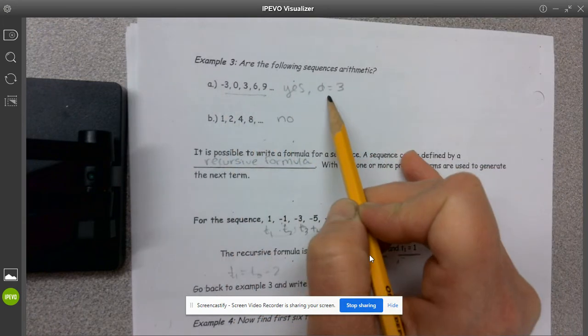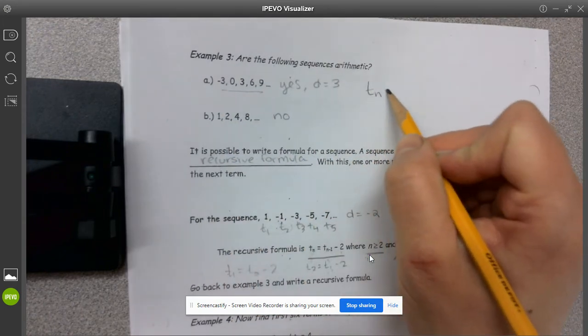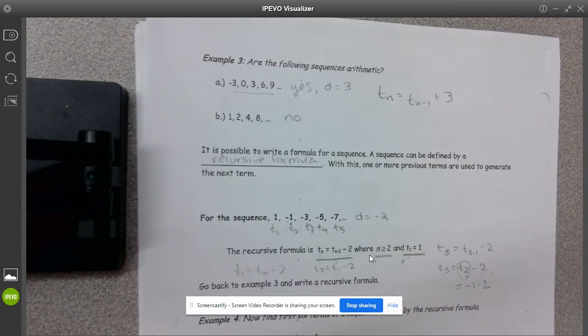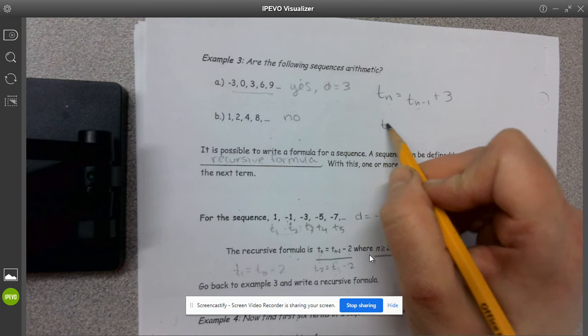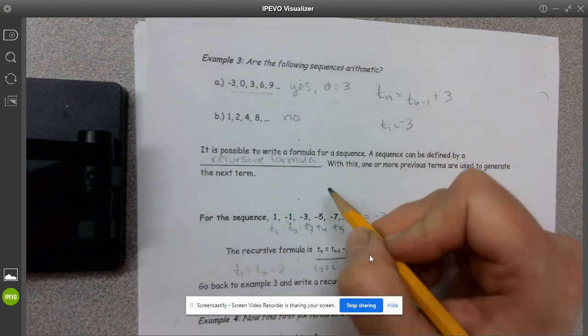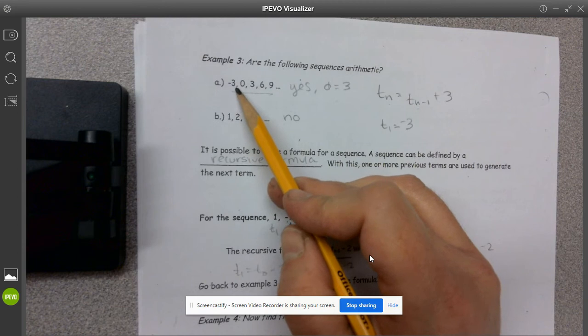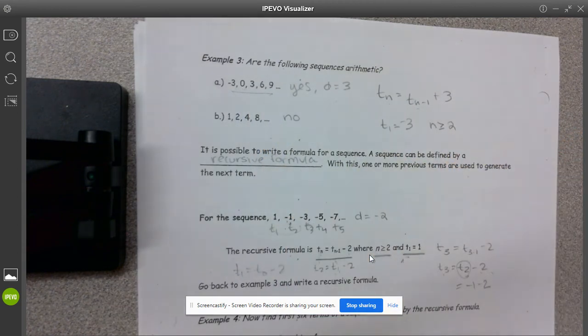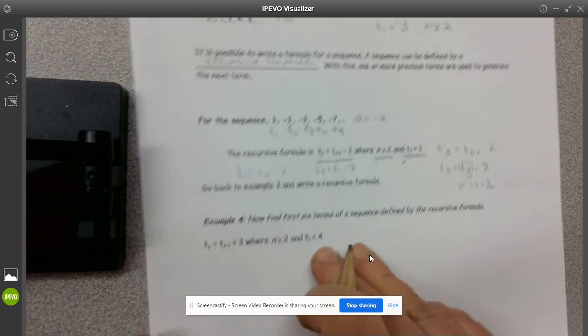Here, we're adding 3 every time. So whatever term I'm trying to find, I have to take the one before it and add 3. The one before it is -1. You have to tell your reader what the first term is, so they have something to work with. And you say, hey, reader, you have to start with the second term or greater. We've covered our bases. Okay.